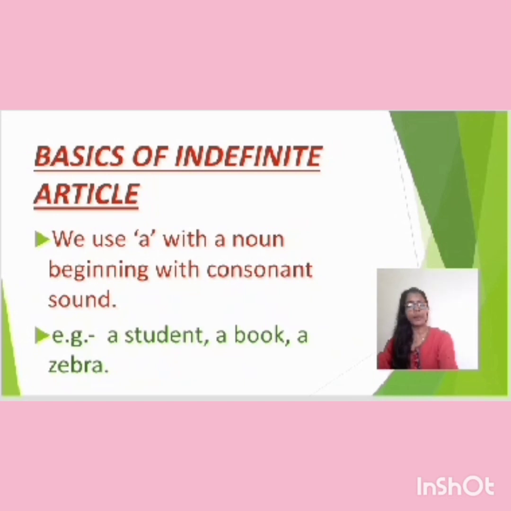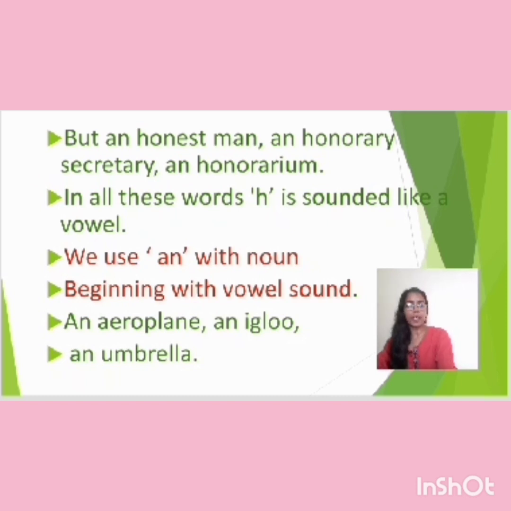Let's clear out the basics of indefinite article. We use a with a noun beginning with consonant sound. For example, a student, a book, a zebra. But an honest man, an honorary secretary, an honorarium. In all these words, H is sounded like a vowel, though H is not a vowel.